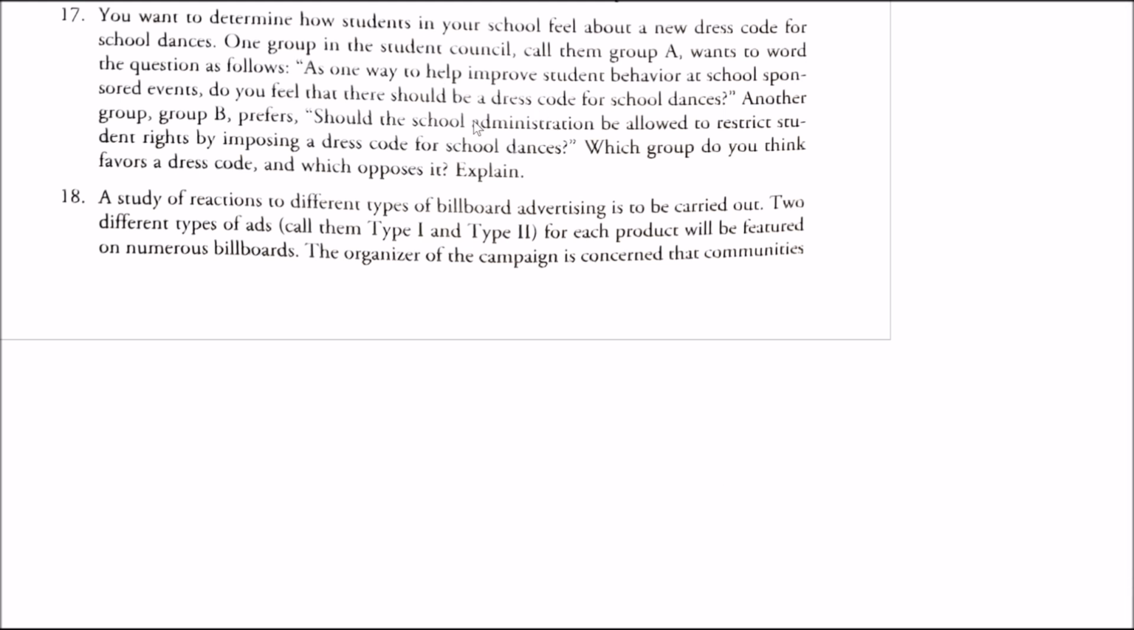Explain. All right, so this is question wording bias, right? Question wording bias is when we word it in such a way to influence the response. So we can see that the first group, Group A, favors the dress code. They mention as one way to help improve student behavior. That means that they feel that they should favor the dress code. And then the next one is, should the school admin be allowed to restrict student rights by imposing a dress code? So that negative tone, that negative language indicates that they're opposed to the dress code.